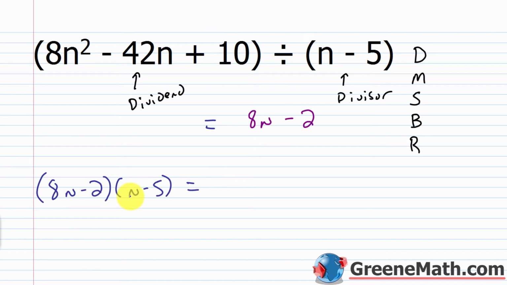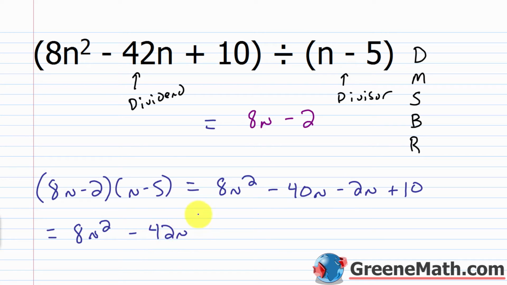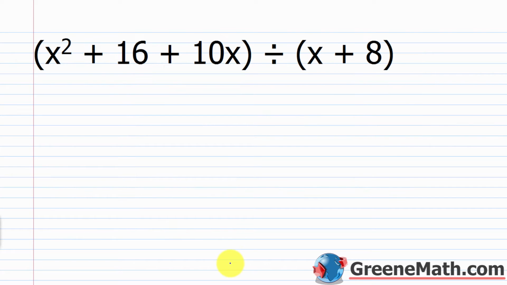So 8n times n is 8n squared. Then 8n times negative 5 is minus 40n. Then negative 2 times n is negative 2n. Then negative 2 times negative 5 is plus 10. So this equals 8n squared. Negative 40n minus 2n is minus 42n. And then plus 10. So you can see we get exactly the dividend back. 8n squared minus 42n plus 10. All right, so that was pretty easy. Let's take a look at another one.